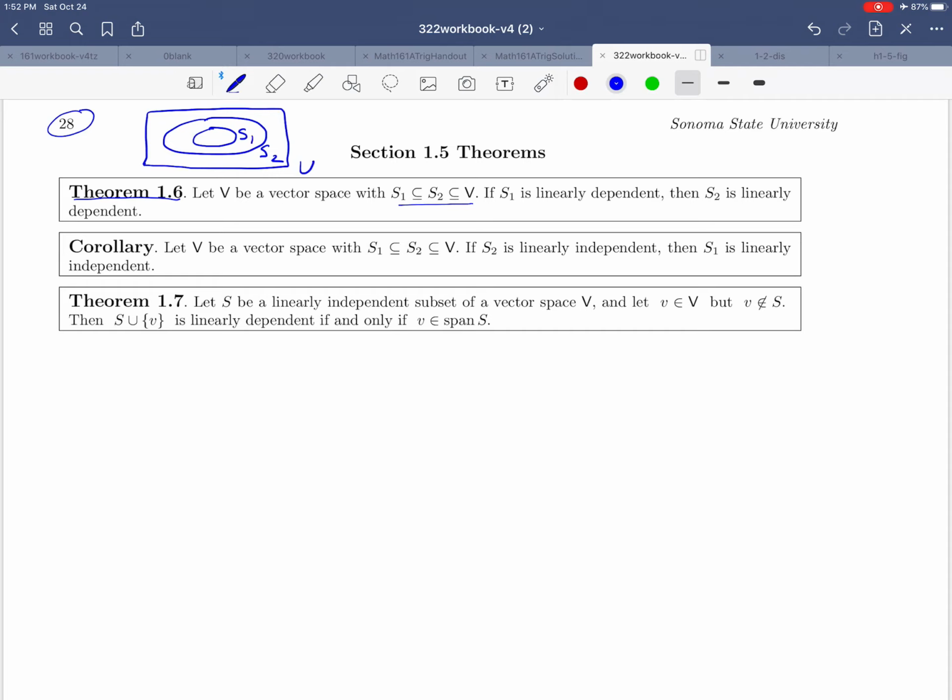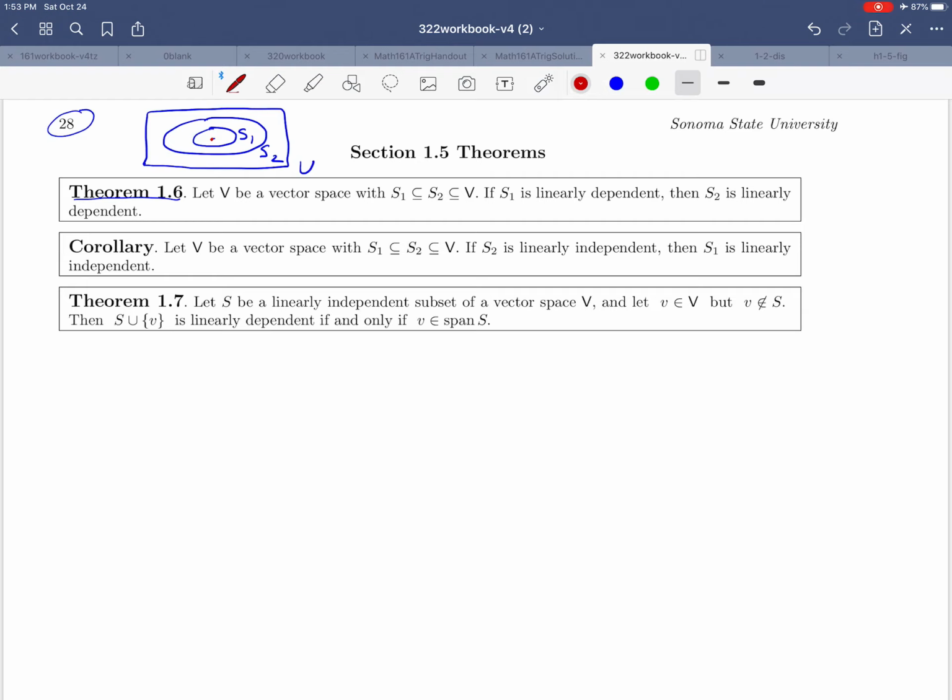Okay, here comes the theorem. It says if S1 is linearly independent, then S2 has to be linearly independent. Or I'm sorry, if S1 is linearly dependent, then S2 has to be linearly dependent. Now, why does that make sense? Saying that S1 is linearly dependent means that if we look inside the smaller set, S1, there have to be some dependencies in there. In other words, there are vectors in S1 that depend on other vectors in S1.